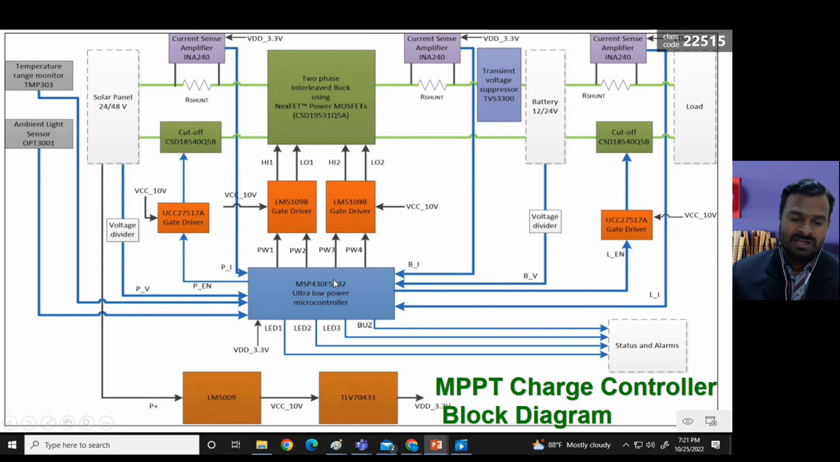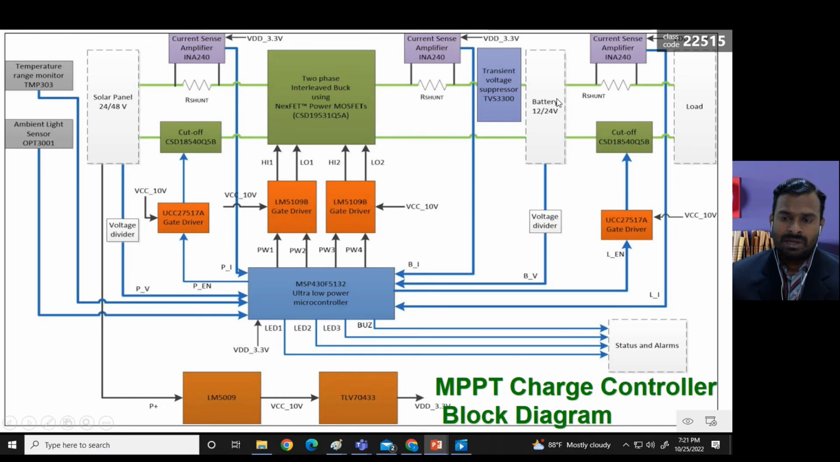If the values change again, the process continuously takes place. It will keep changing the duty cycle and the charging current so that it obtains the maximum power point. There is also a transient voltage suppressor just before connecting the battery, and we have a 12 volt or 24 volt battery based upon the solar panel input here.